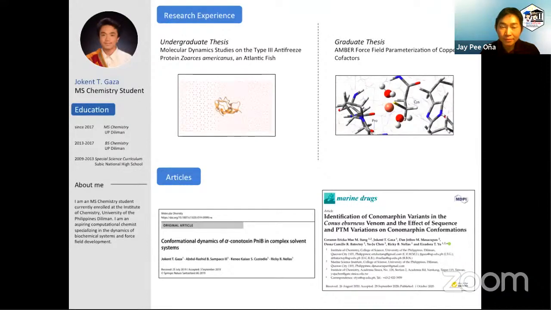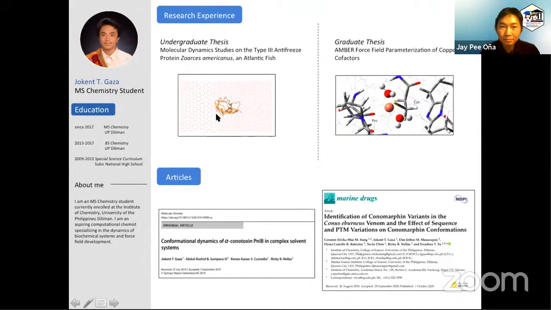So the one on the left is the ice, the one in the center is the protein, then the one on the right is the water in liquid form. And we saw that due to the presence of the protein in the center, the formation of ice to the right side of the box stopped.